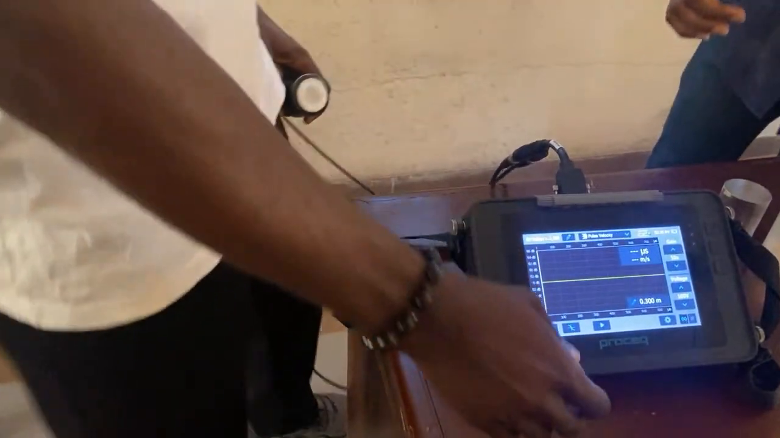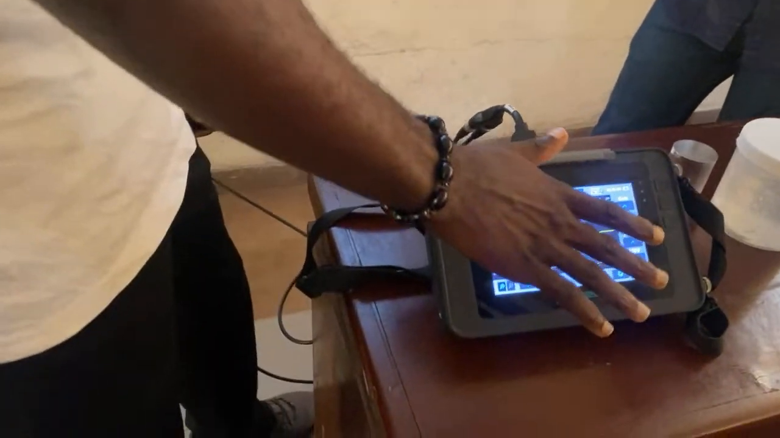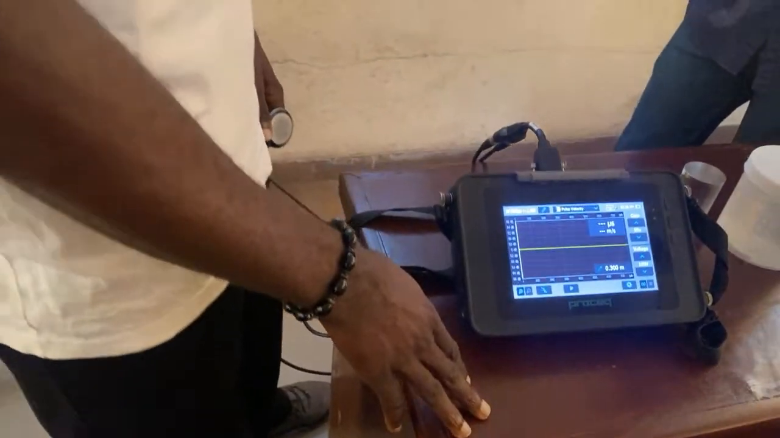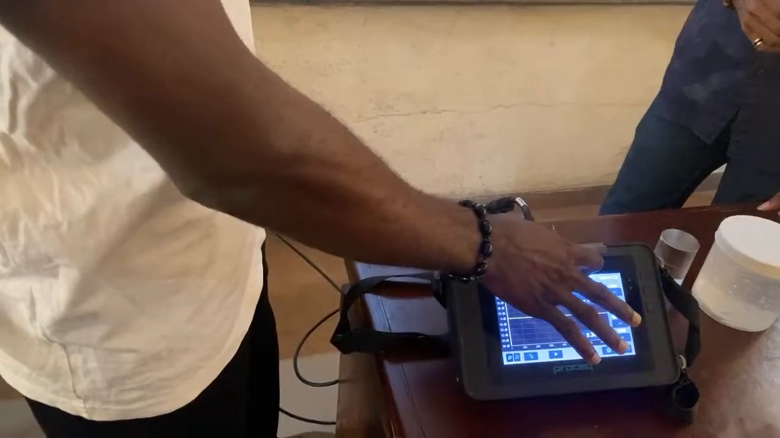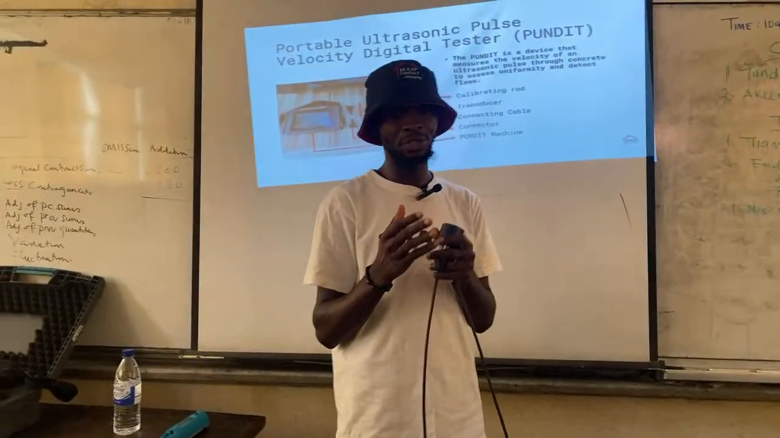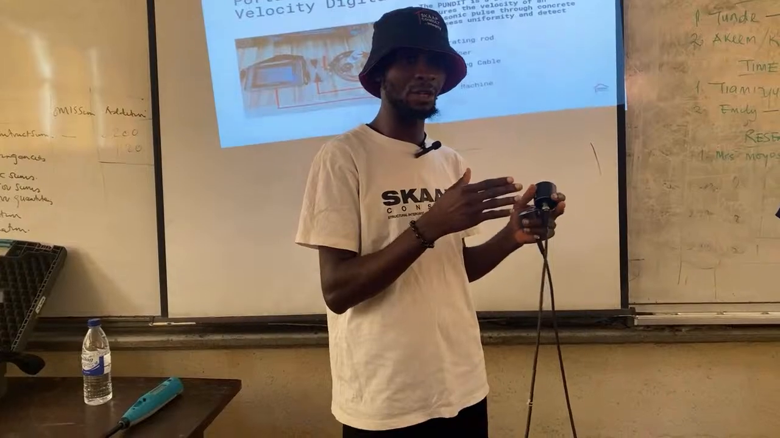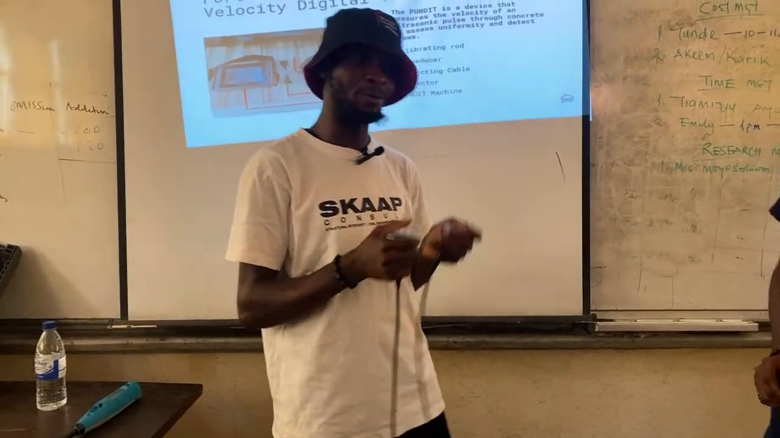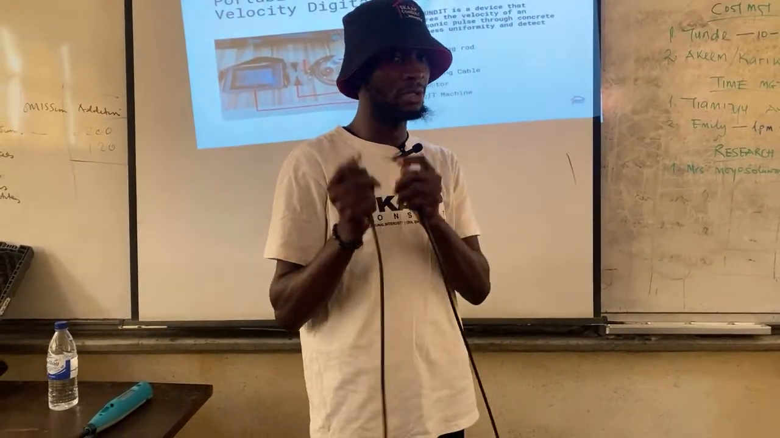So now we go to the measurements. So this is the interface for measuring your UPV. This option here is pulse velocity. So like you mentioned earlier, we have different kinds of methods. We have indirect method, we have direct method, and semi-direct method. The popular ones are direct method and indirect method.